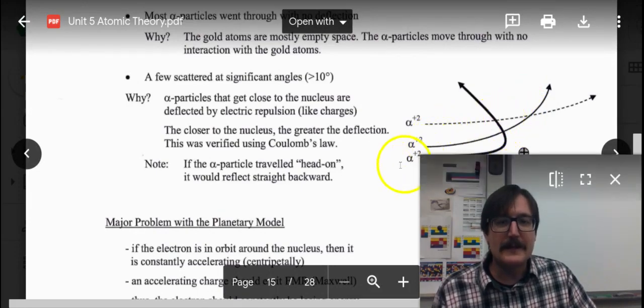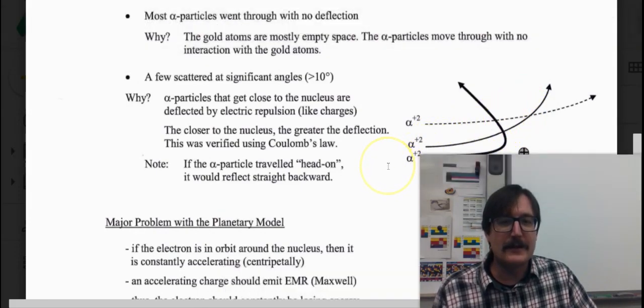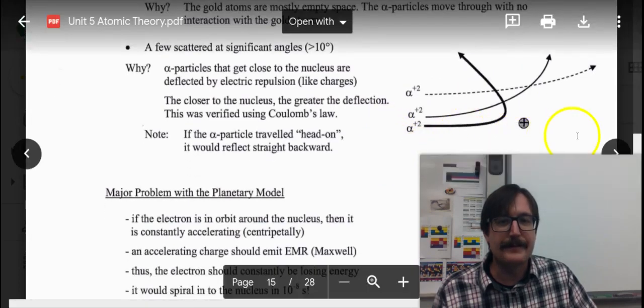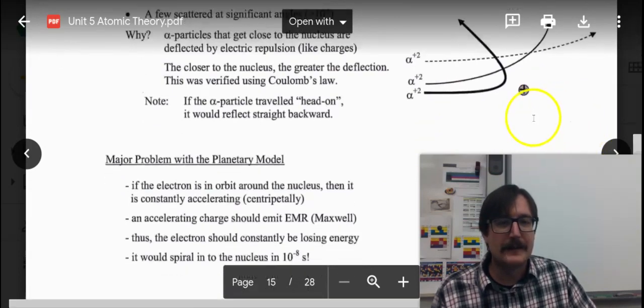The closer to the nucleus, the greater the deflection. This was verified using Coulomb's law. So, of course, a scattering pattern was observed as shown in this diagram. If the alpha particle traveled head-on, it would reflect straight backward.